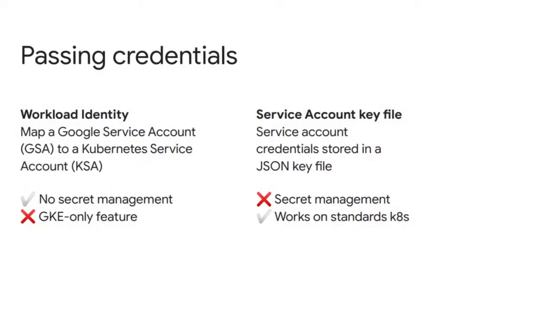So when passing credentials, again, we have two options. The first is workload identity. This is where you can map Google Service Account, the GSA for sure, to a Kubernetes service account. You don't have to worry about managing any secrets, but it's a GKE only feature. That means you have to use GKE cluster if you want to take advantage of this. If you're not using a GKE cluster, you still can use a service account key file. This is where you have a service account credentials stored in a JSON key file. The downside is that you have to worry about keeping track of the JSON key file and rotating it, but you're able to do this on Kubernetes instance.